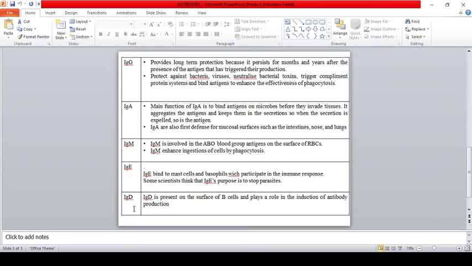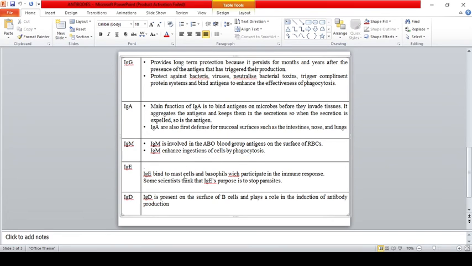The next thing is that IgM is involved in ABO blood group antigens on the surface of RBCs. This is a very important point. Definitely you will get questions from this. IgM is also involved in enhancing the ingestion of cells by phagocytosis. So IgM is present in ABO blood group antigens on the surface of RBCs, and it is also used in ingestion of cells by phagocytosis.